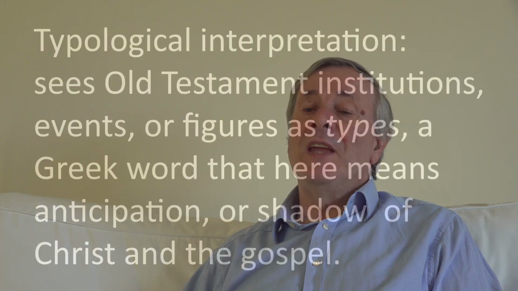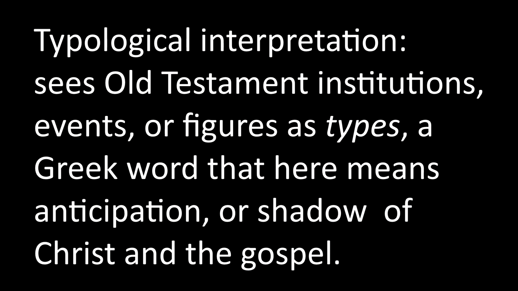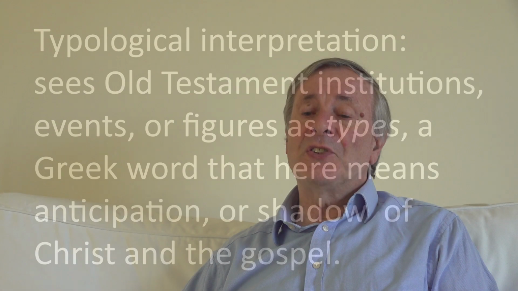The key question very often is how to get beneath the surface meaning of the biblical text and discover its deeper significance. Let me briefly look at typological interpretation. This sees Old Testament institutions or events or figures as types. The Greek word typos means really an anticipation or a shadow. So Old Testament institutions are types of Christ and the gospel. Christ is the fulfillment of these types.